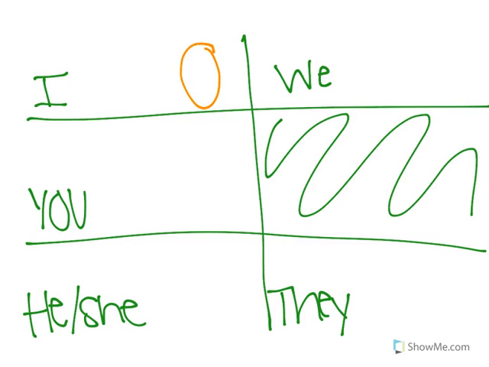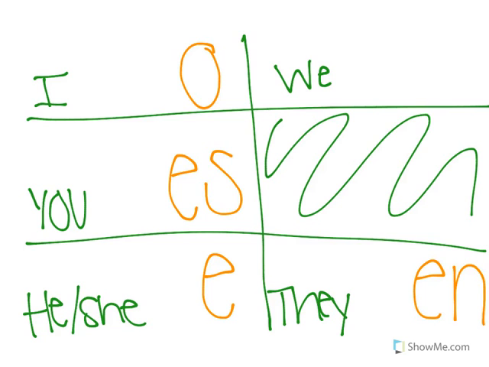The I ending is going to be an O. The you ending is going to be an ES. The he, she ending is going to be an E. The they ending is going to be EN. And we is going to be EMOS. So we're going to go ahead and put the root in here.